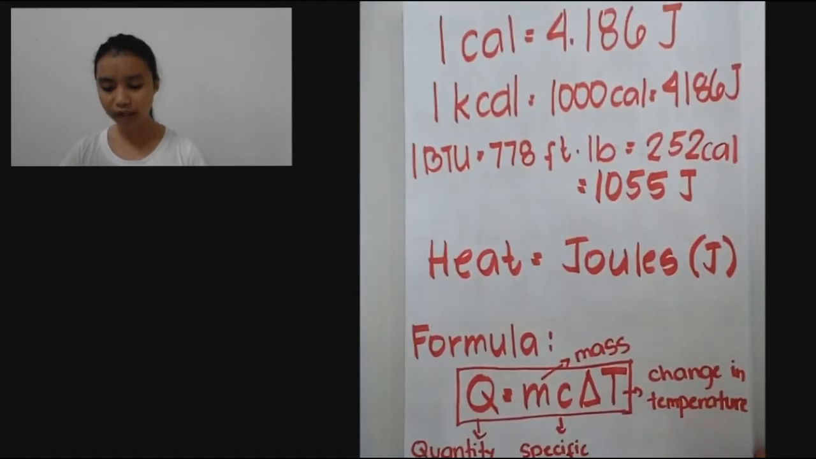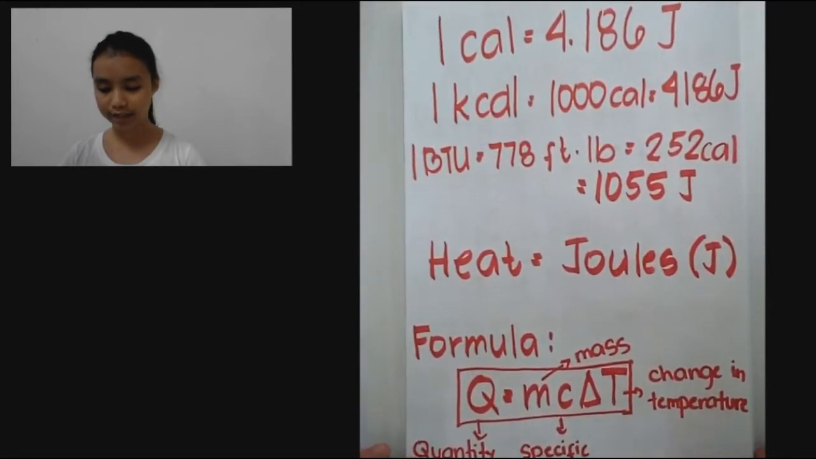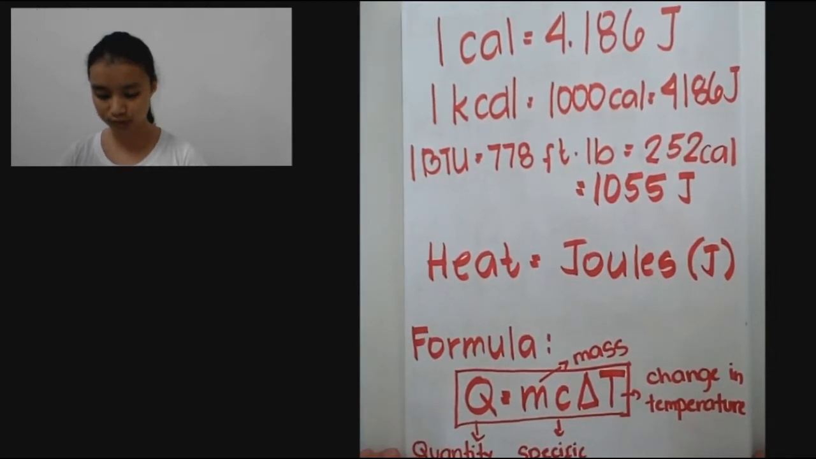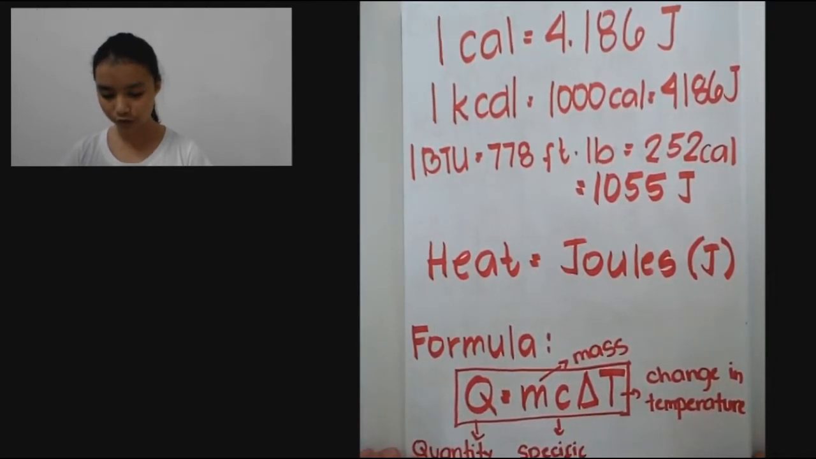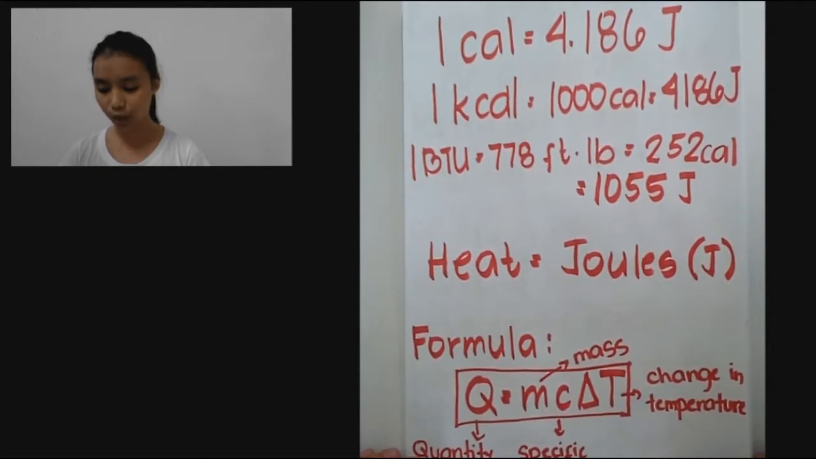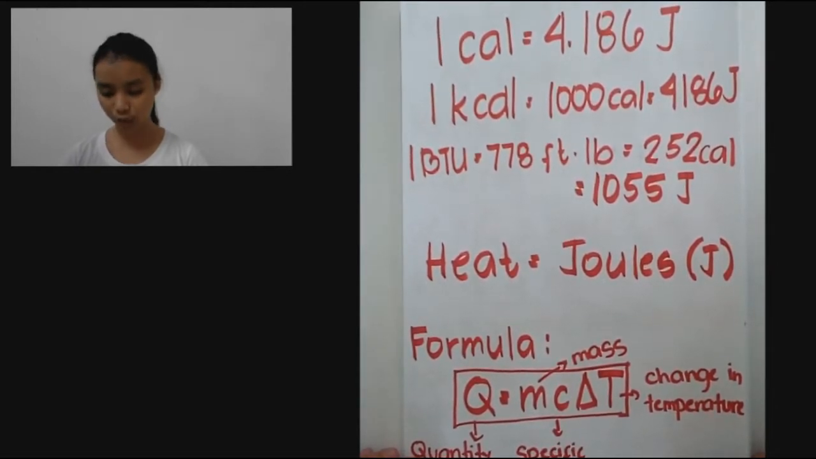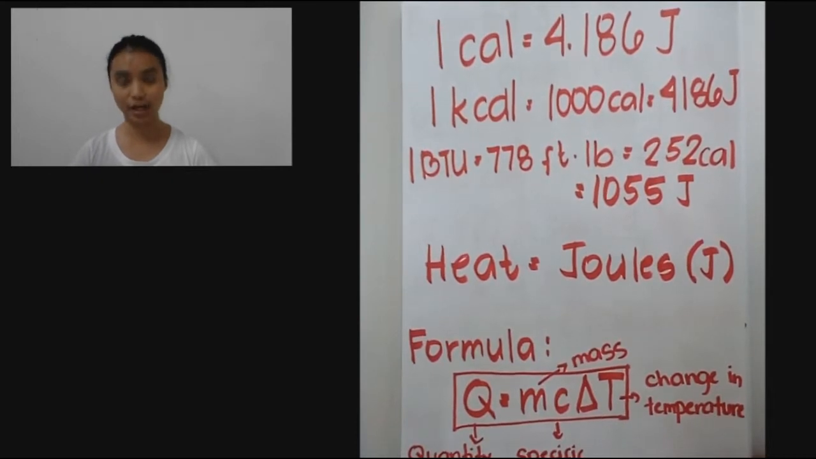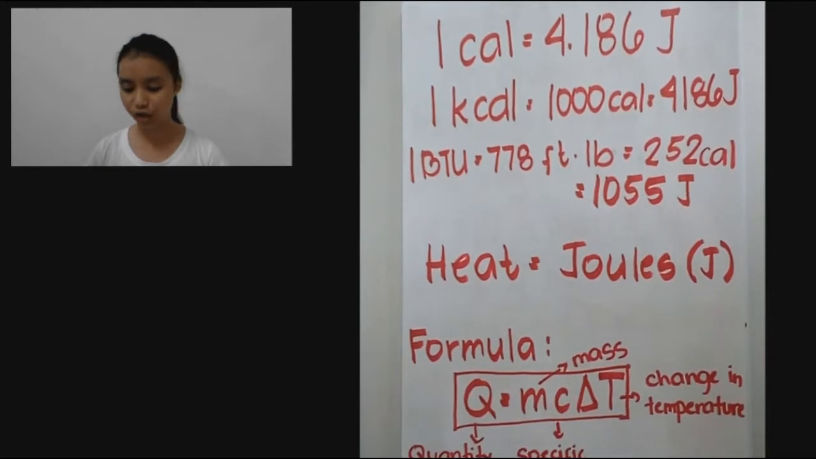So 1 cal is equal to 4.186 joules, 1 kcal is equal to 1000 cal, which is equal to 4186 joules. 1 BTU is equal to 778 foot-pounds, which is equal to 252 cal, and equal to 1055 joules. Take note that the unit of heat in SI is not the calorie. We know that heat is another form of energy, so the unit of energy is joules. Therefore, the unit of heat is joules.